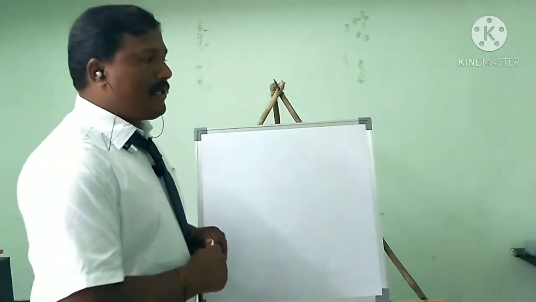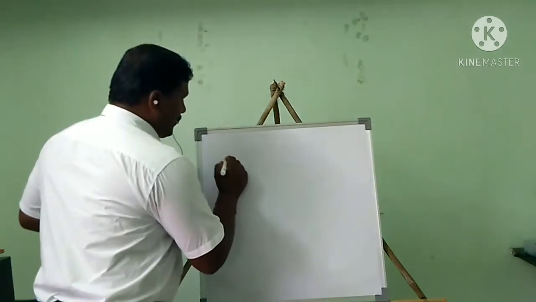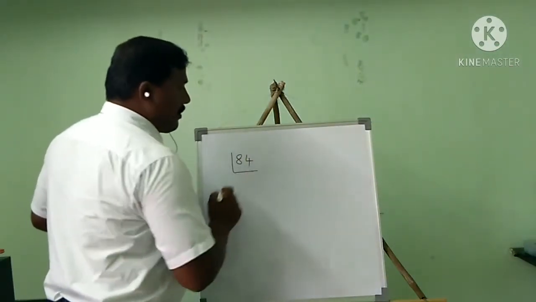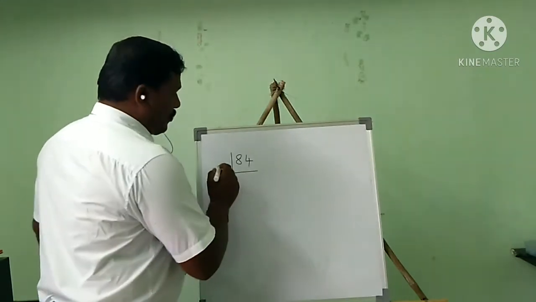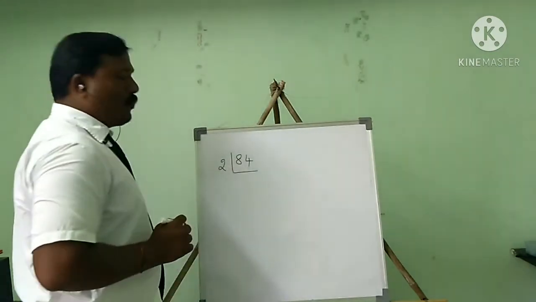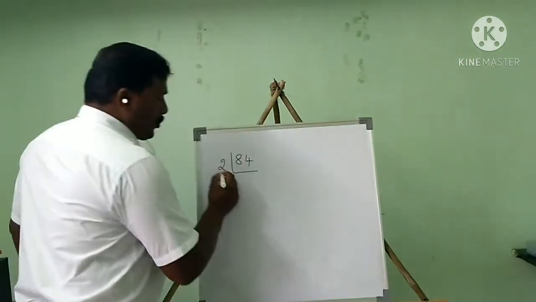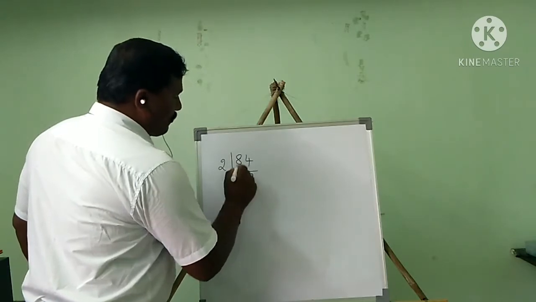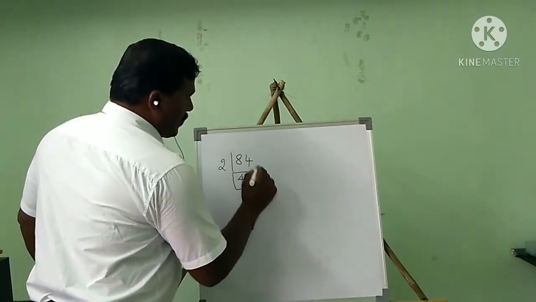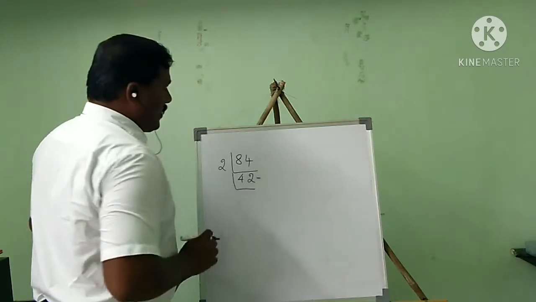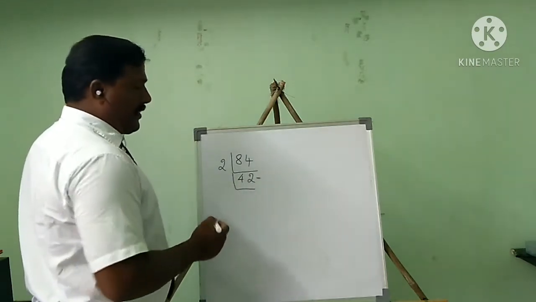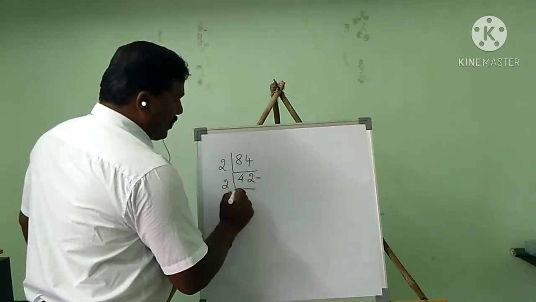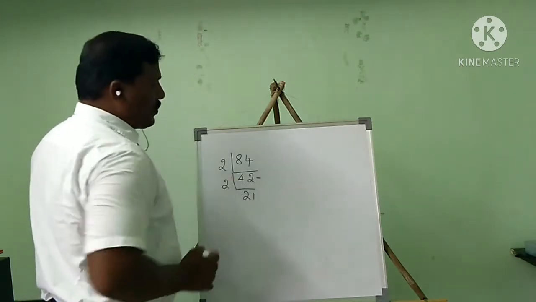Okay, I have taken this number 84. So 84, I will use this normal shortest division method. First of all, I will divide by 2. So 2 42s are 84. There is no remainder. Okay, so again I will divide: 2 21s are 42.